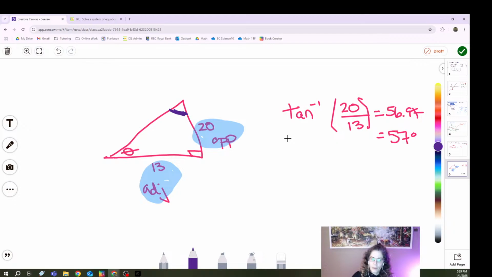Okay, so if we know that a triangle has to add to 180, we've already calculated this angle is 57 based on our opposite and adjacent. How do I get that missing angle? Okay, what am I going to subtract? 57, and what is the angle that's in this corner?